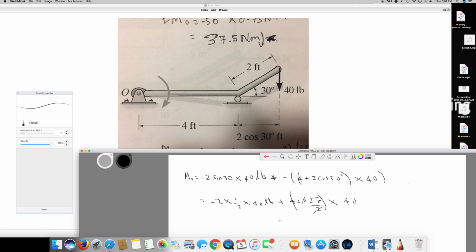So it's going to be minus 40 plus 4 times 40 is 160, plus 40 root 3, and don't forget guys, everything is minus, so this should be minus, and this should be minus. Therefore the answer is going to be minus 200 minus 40 root 3.